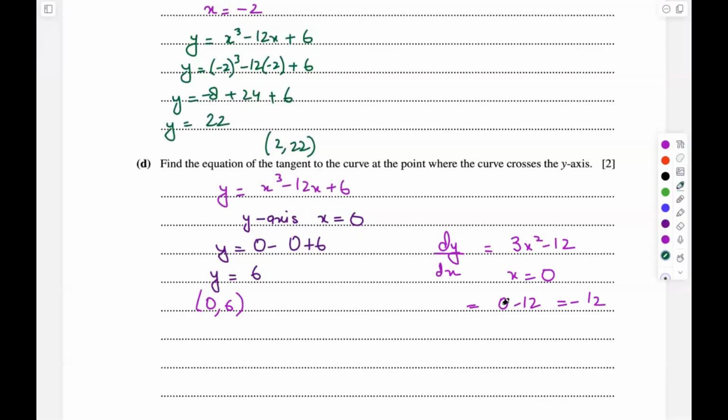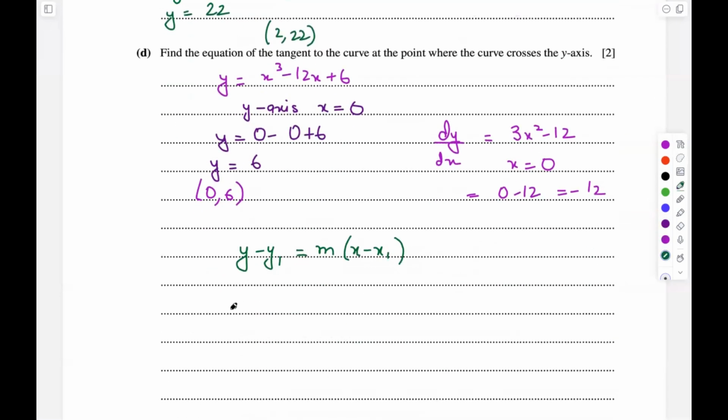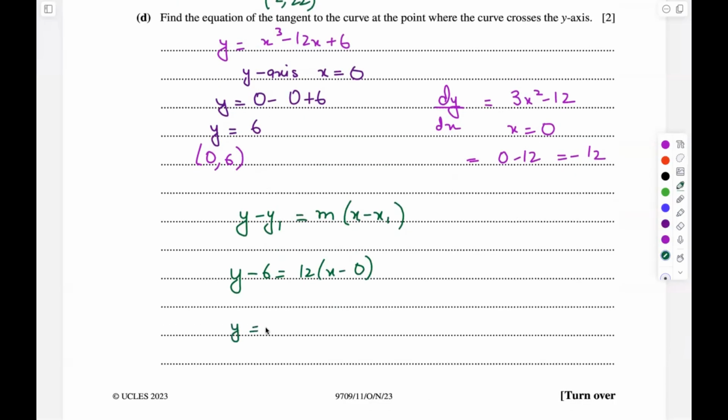Now, once we have the gradient of the tangent and we have a point, we can find the equation of the tangent by using the formula y minus y1 equals m times x minus x1. So the y coordinate is 6. This will become y minus 6 equals -12 times x minus 0. Simplifying this, we'll get y equals -12x plus 6 as the equation of the tangent to the curve where it crosses the y-axis.